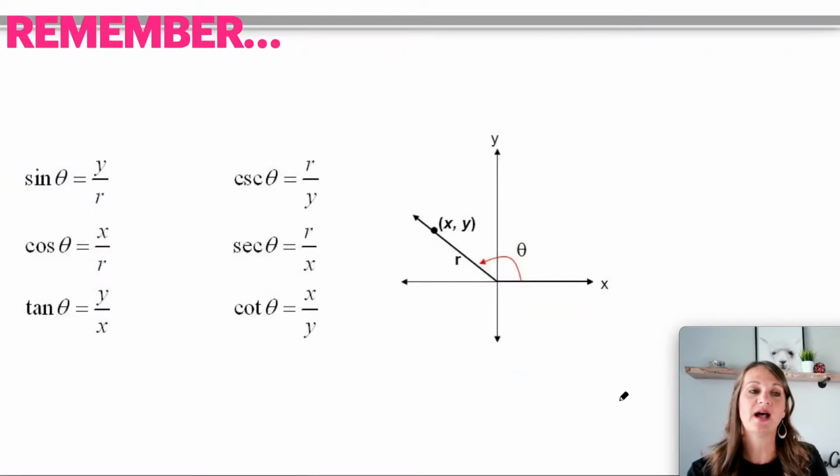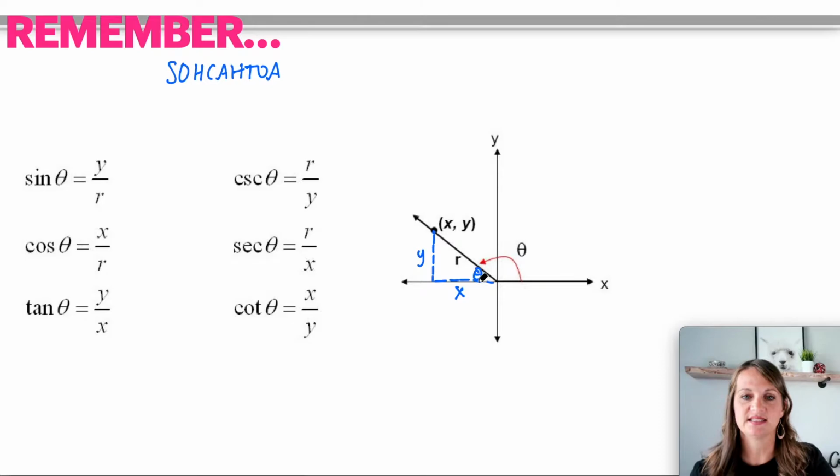Now, we have talked about with trig functions at any angle that this represents the coordinate point. r basically is the hypotenuse. And to get to this terminal side, you had to go over x, which in this case is to the left, and then you went up y. So if we say that this is theta, the sine, remember SOHCAHTOA. Sine is y over the hypotenuse, which is r. Cosine is x over the hypotenuse, or adjacent over hypotenuse. Tangent is opposite over adjacent. And then cosecant, secant, and cotangent are their reciprocals.